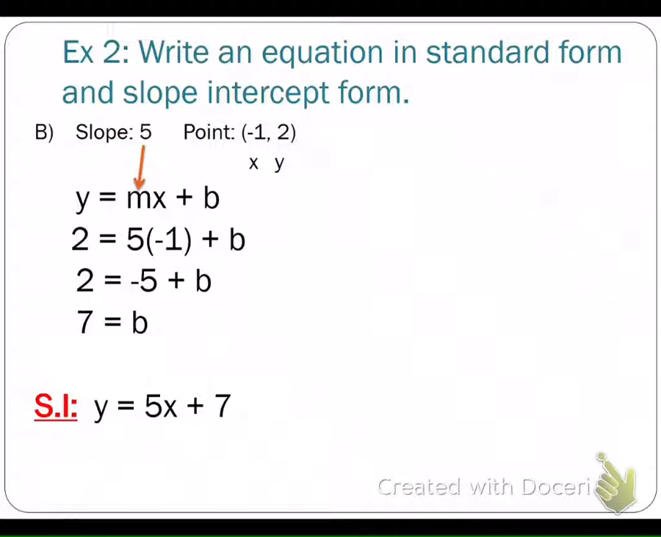How you get like you went 2 plus 5 to both sides? I added 5 to both sides. 2 plus 5 is 7. Just don't do that. All right, now what?